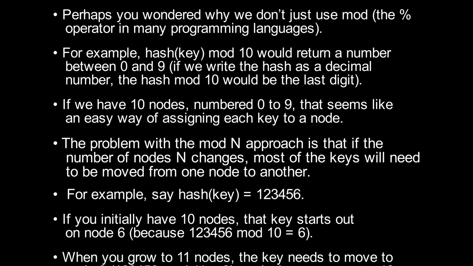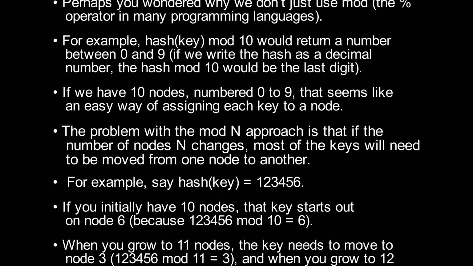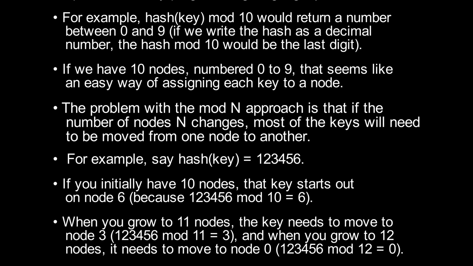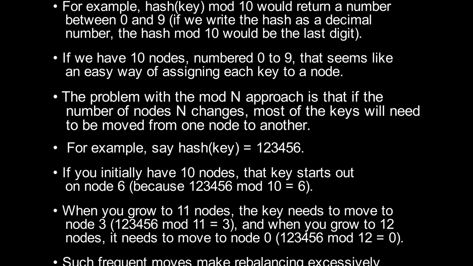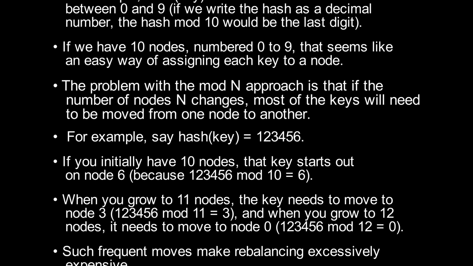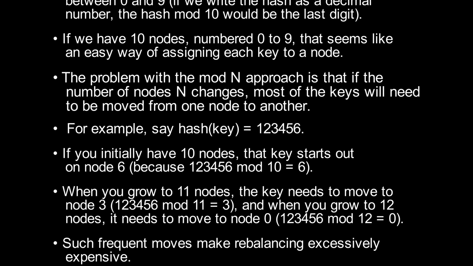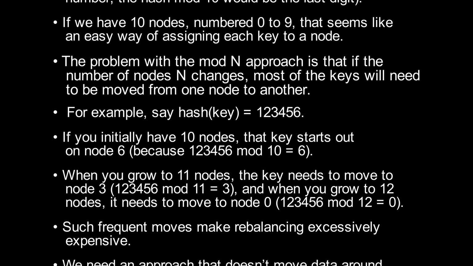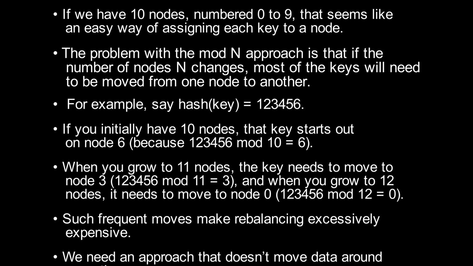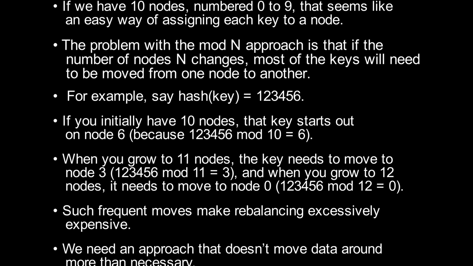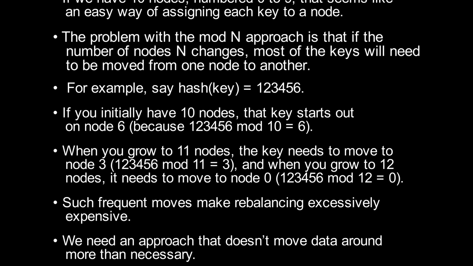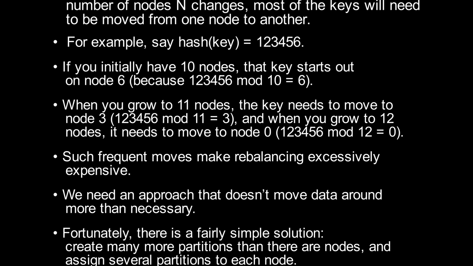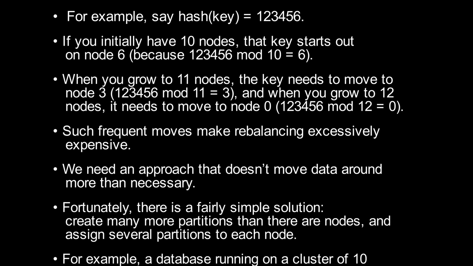For example, say hash(key) equals 123,456. If you initially have 10 nodes, that key starts out on node 6, because 123,456 mod 10 equals 6. When you grow to 11 nodes, the key needs to move to node 3, because 123,456 mod 11 equals 3. And when you grow to 12 nodes, it needs to move to node 0, because 123,456 mod 12 equals 0. Such frequent moves make rebalancing excessively expensive. We need an approach that doesn't move data around more than necessary.